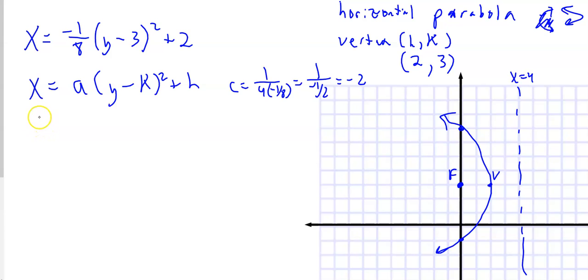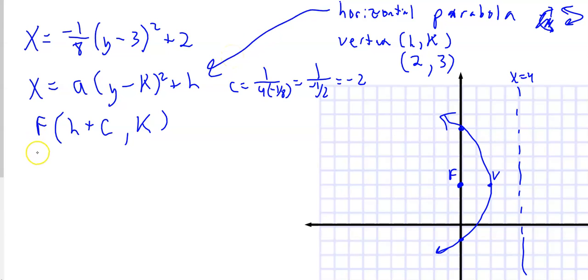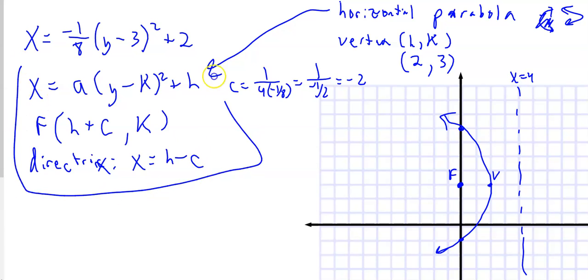So let's write down the formulas for the other things you need here. You need 2 more formulas with this, because we could have used the formulas to graph those. I didn't need them, but you might. So h plus c comma k is our focus for horizontal parabolas. The directrix line equation, for shifted conics, would be x equals h minus c. So those are the equations you need for horizontal parabolas.